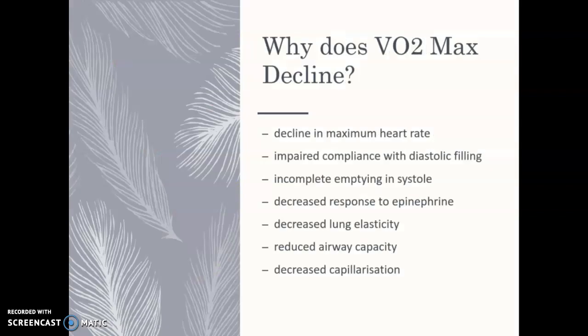So why does VO2 max decline? There's a decline in maximum heart rate, impaired compliance with diastolic filling, incomplete emptying in systole, decreased response to epinephrine, decreased lung elasticity and reduced airway capacity, and decreased capillarization.